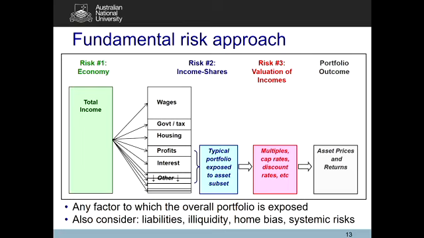So in the fundamental risk approach, it's essentially a qualitative method. You're not focusing on the quantitative data. What you're doing is you're taking the overall economy and breaking it up into fundamental risk sources. You start with the overarching risk, which is the risk of the economy as a whole. Fluctuations in the total income available in the economy.